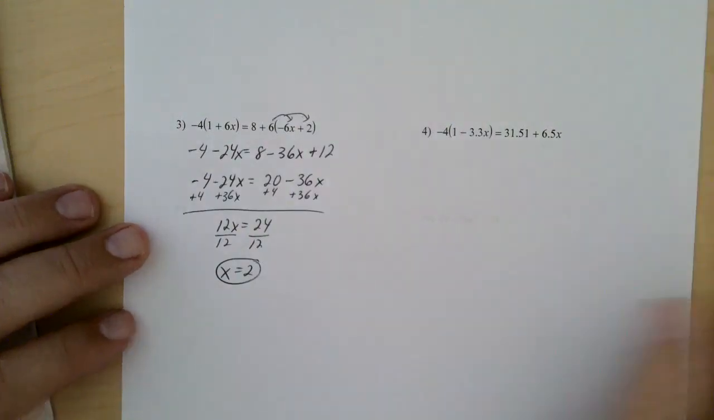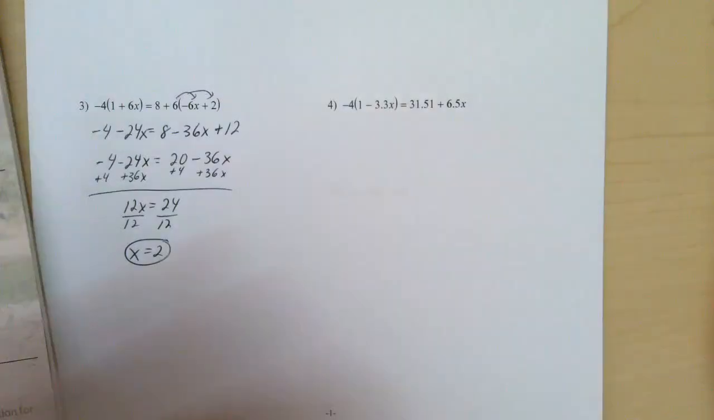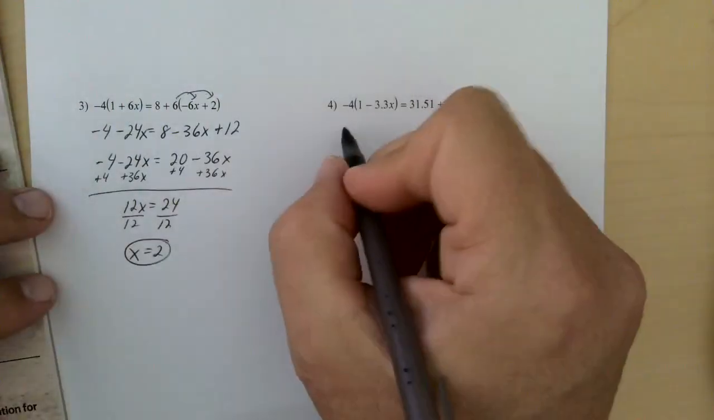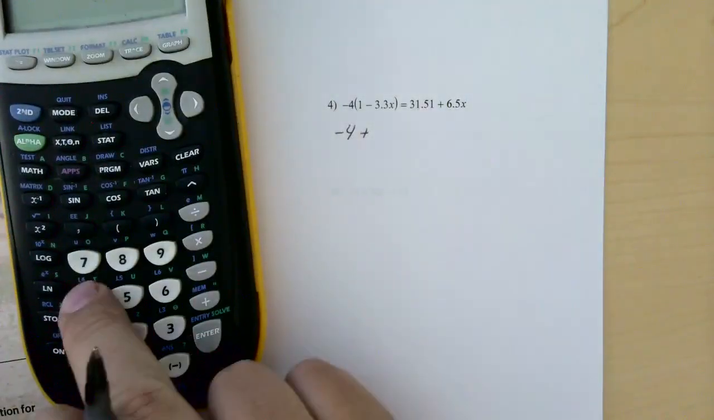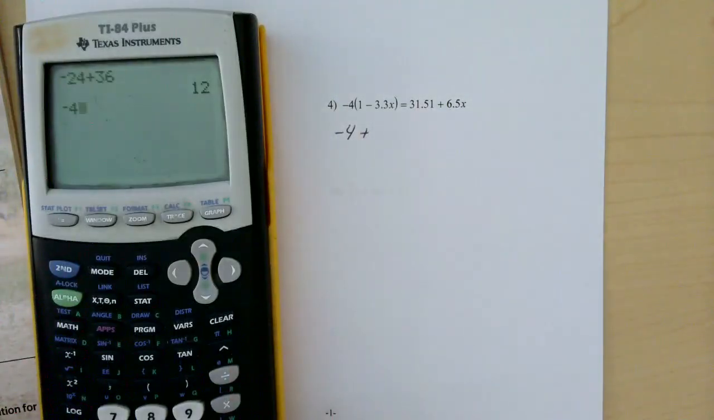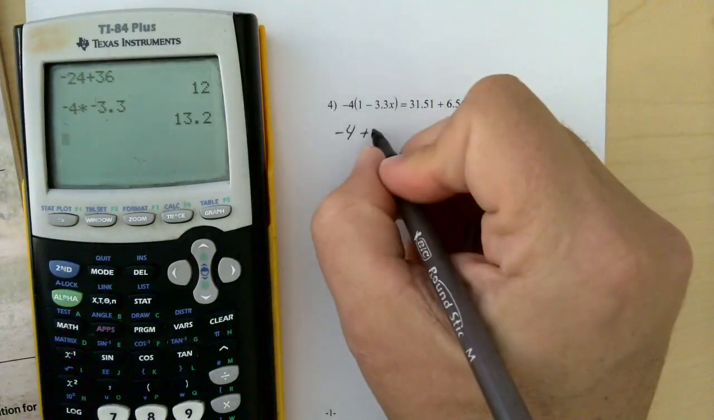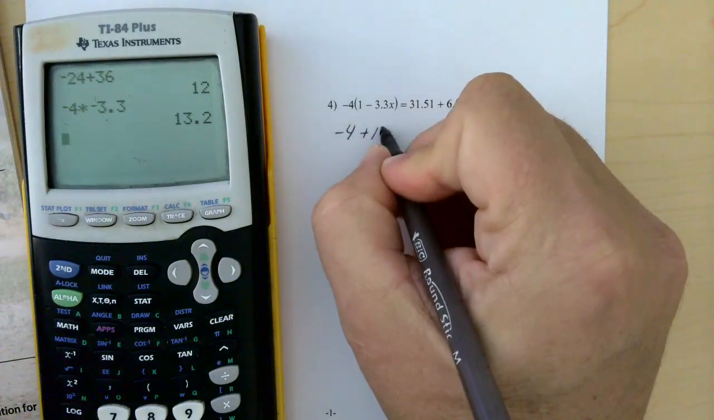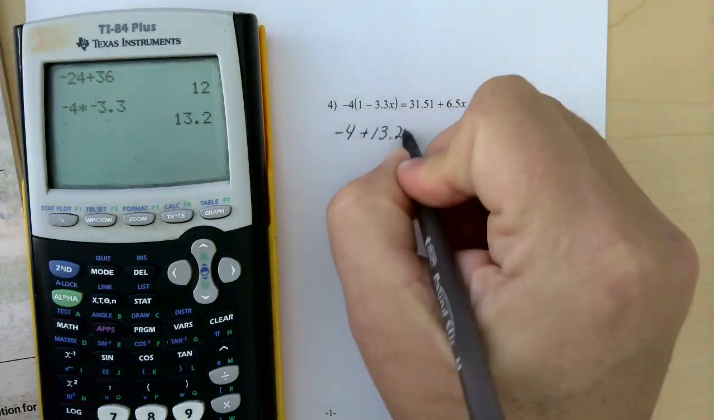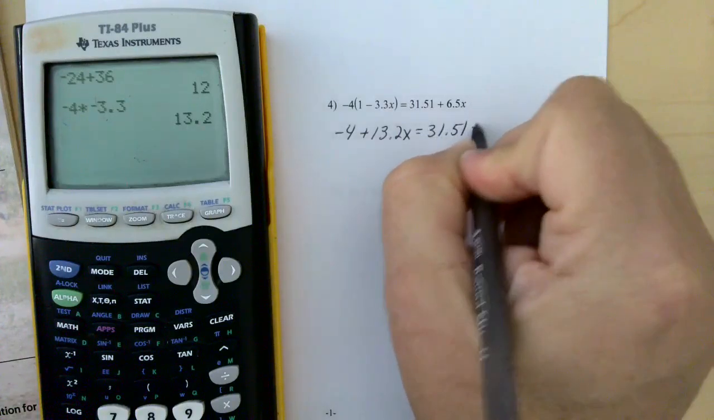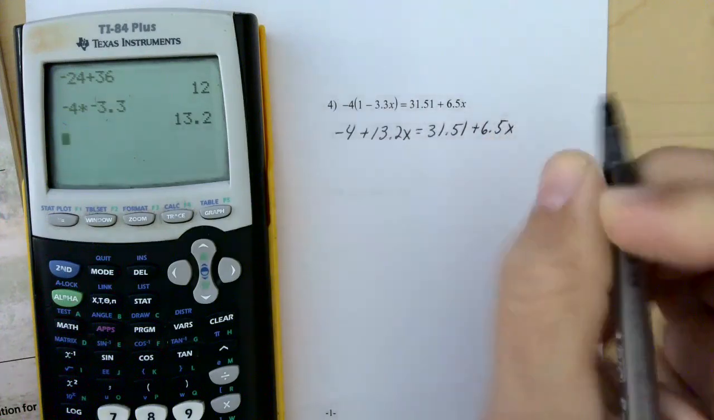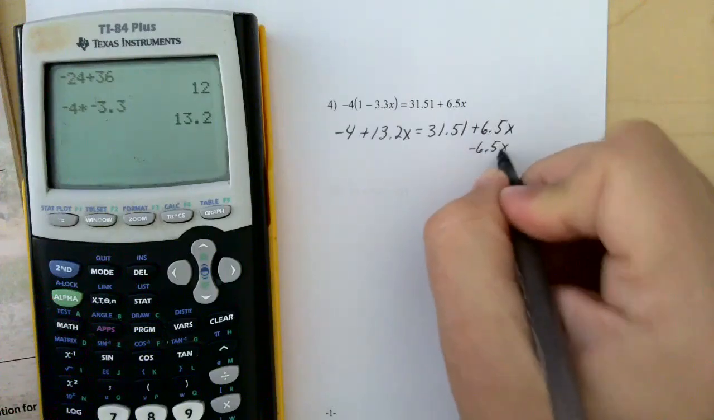Okay, so now here I did give you decimals, but use a calculator. Okay, so I just need you to make sure you're capable of just taking a calculator. So let's make sure you can see this. I have the negative 4 times negative 3.3. That's going to be a positive 13.2x. And then I'm just going to rewrite the right-hand side. And then I'm going to subtract the 6.5x.